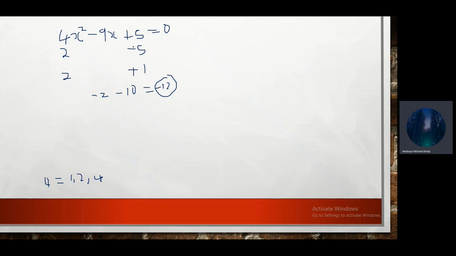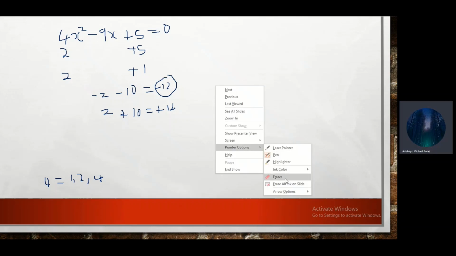Assuming we put plus plus. Plus 5 times plus 1 will give us plus 5, right? Okay, so let's try this. 2 times 1 is what? Is 2, right? 2 times 5 is what? Is plus 10. This will give us plus 12, which is also wrong. Okay, let's clean that up and try and find the correct one.